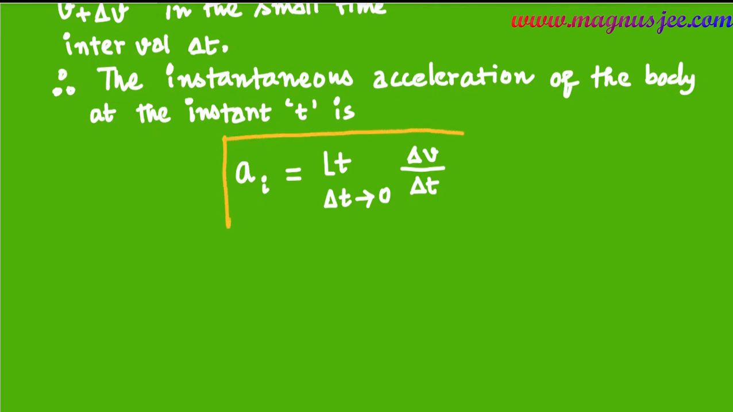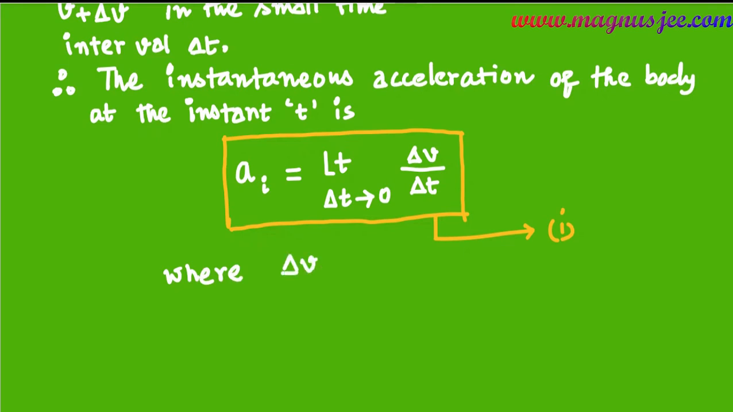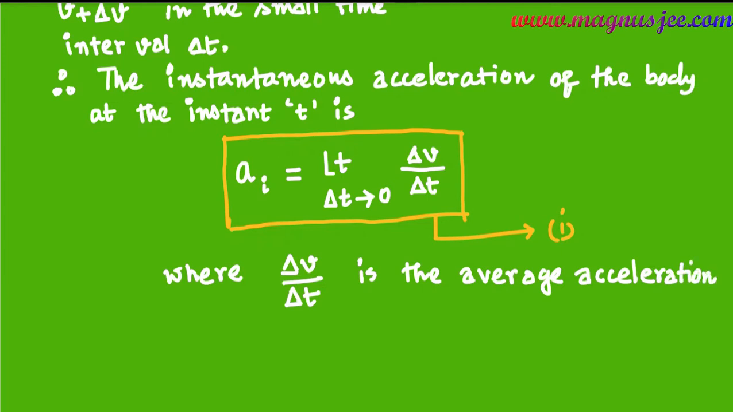So we get ai as limit delta t tends to 0 of delta v by delta t, where limit delta t tends to 0 indicates that the interval of time delta t is not only small, but very small, tends to 0. Here delta v by delta t, total change in velocity by total interval of time, is the average acceleration of the body during that small interval of time.